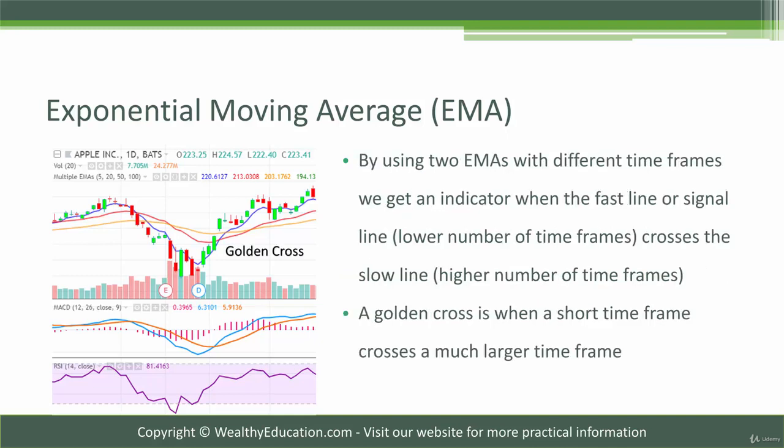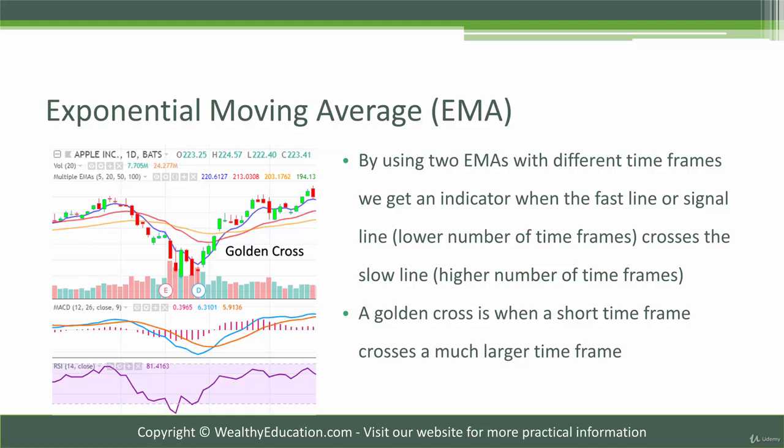When we use two EMAs with different time frames, we get an indicator when the fast line or the signal line, which is the lower number of time frames, crosses the slow line, which is the higher number of time frames. And we'll look at an example in a chart in just a second.